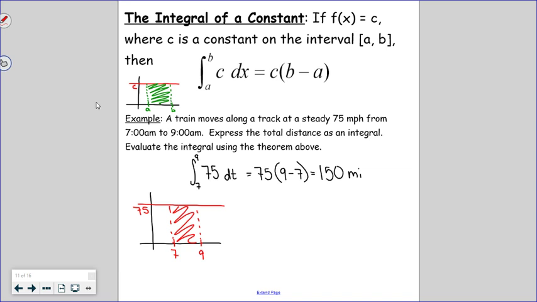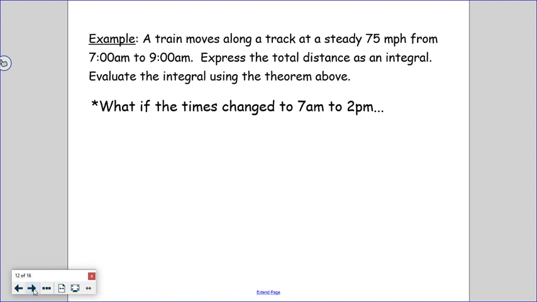Okay. I'm not going to change the situation. We've still got a train traveling at 75 miles per hour. But what if I were to, instead of asking you from 7 a.m. to 9 a.m., ask you to find out how far it travels from 7 a.m. to 2 p.m.? Okay? I want you to talk with your table partners about how we could still express that as an integral and come up with the total distance traveled from 7 to 2.